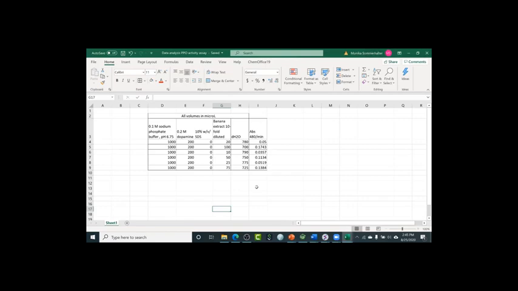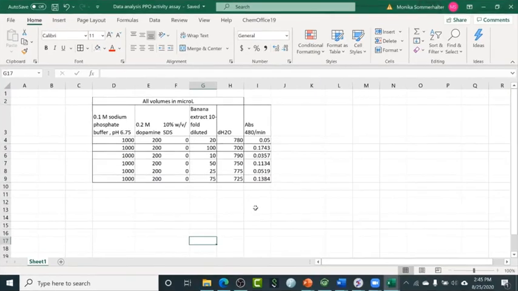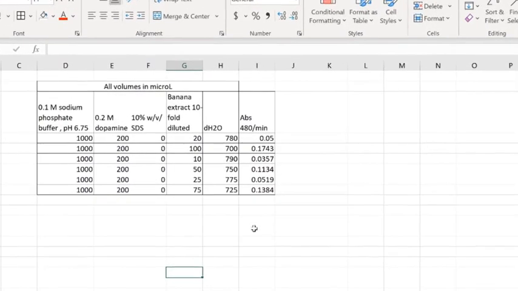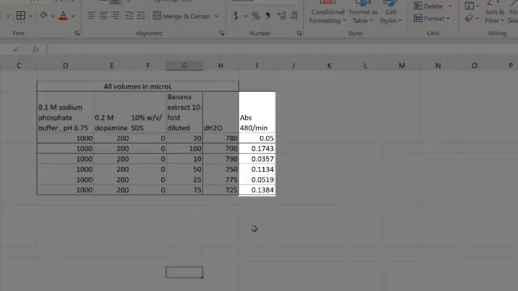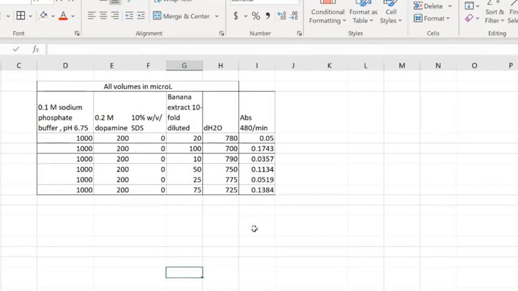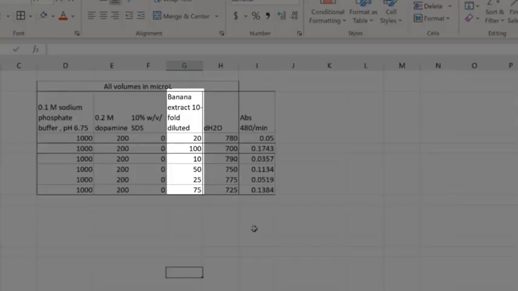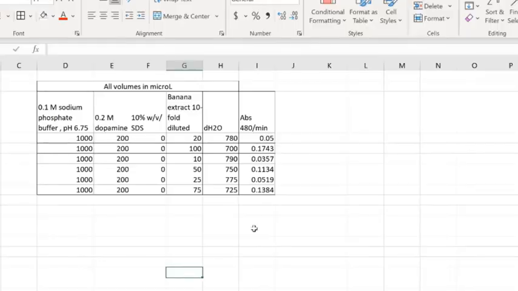In this video, I'm showing you how to analyze your data from the polyphenol oxidase activity assays. In this experiment, you recorded how the absorbance at 480 nanometer increases over time in a cuvette in which you pipetted crude banana extract, buffer, and the substrate, dopamine.